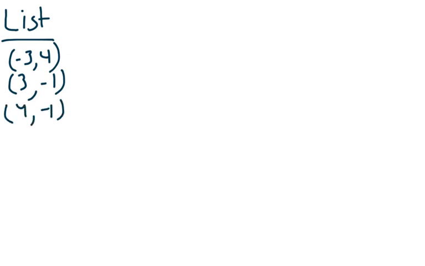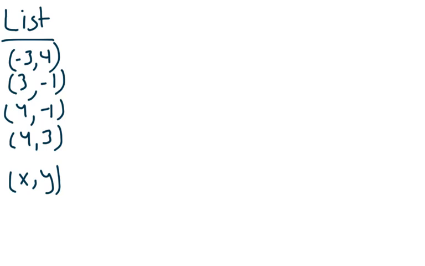So the first way that you can display a relation is simply by listing the ordered pairs. I've got a set of ordered pairs here that we're going to use for all of our examples. We have (-3, 4), (3, -1), (4, -1), and (4, 3). And just to remind you, the first number is the X, the second number is the Y.